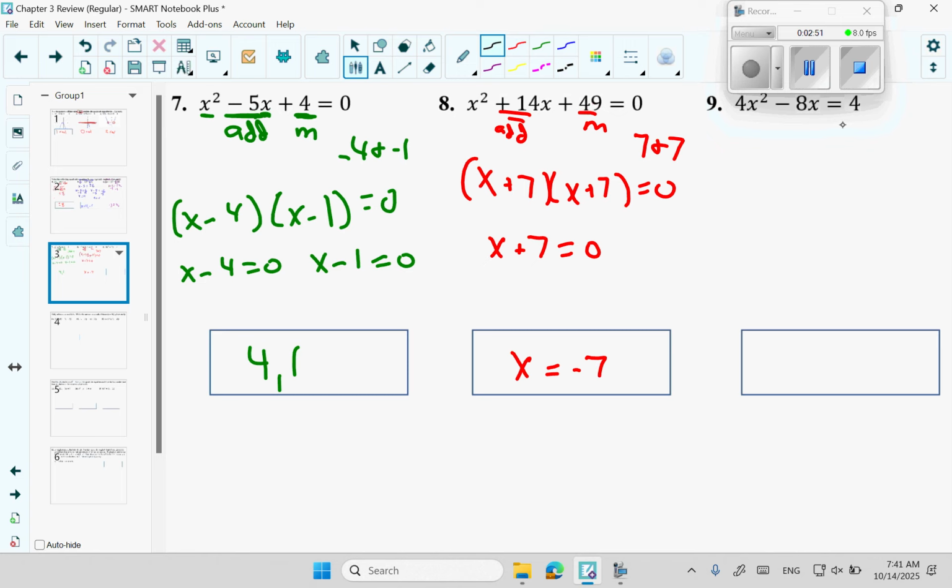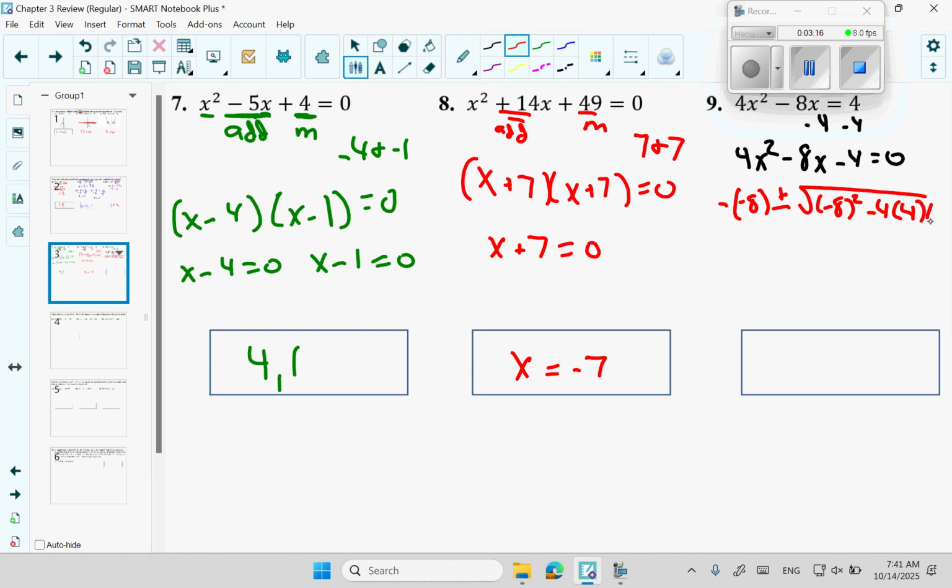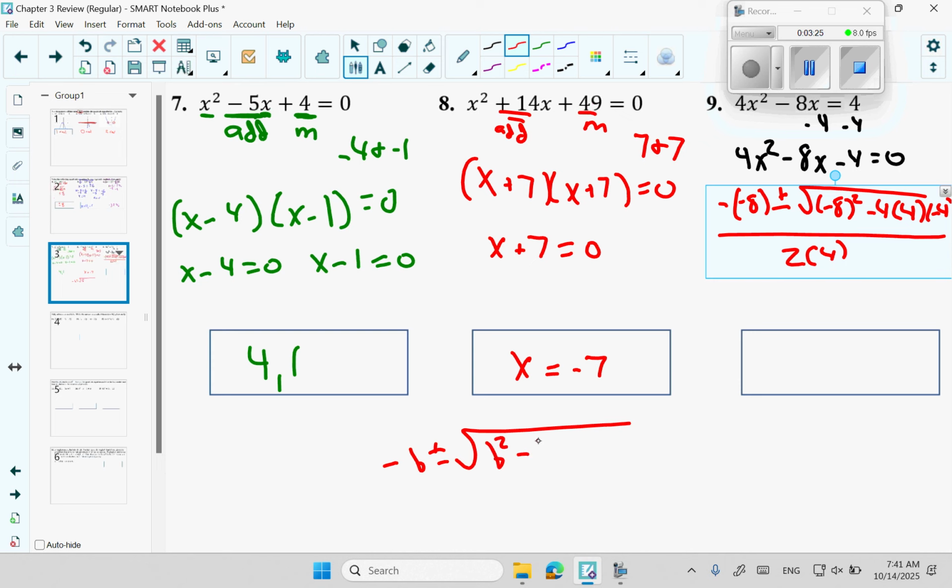Number 9, we can minus 4 because you need one side equal to 0. So we have 4x squared minus 8x minus 4 equals 0. And from here, I could quadratic formula it. So we get negative 8 plus or minus the square root of b squared, so negative 8 squared, minus 4 times a times c, all over 2a. Remember the quadratic formula, negative b plus or minus the square root of b squared minus 4ac, all over 2a, when we have ax squared plus bx plus c equals 0.